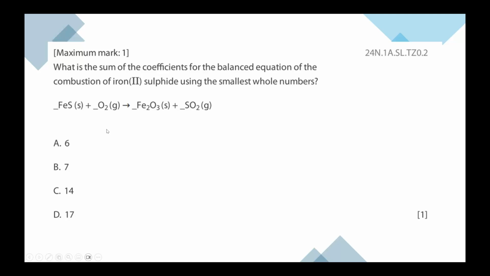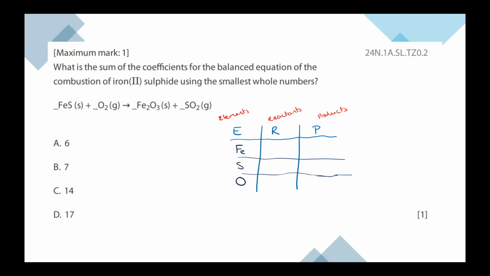So the first thing we would do, because we want to do complete working, is show how to do this. And for our balancing equations, that always starts with an ERP table. So what's an ERP table? An ERP table, for those of you who aren't in my class and see this all the time, stands for elements, reactants, products. Nice and straightforward. Elements, reactants, products.